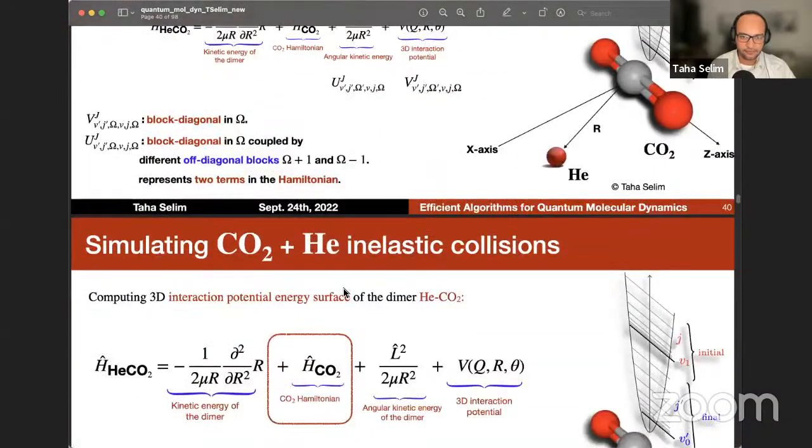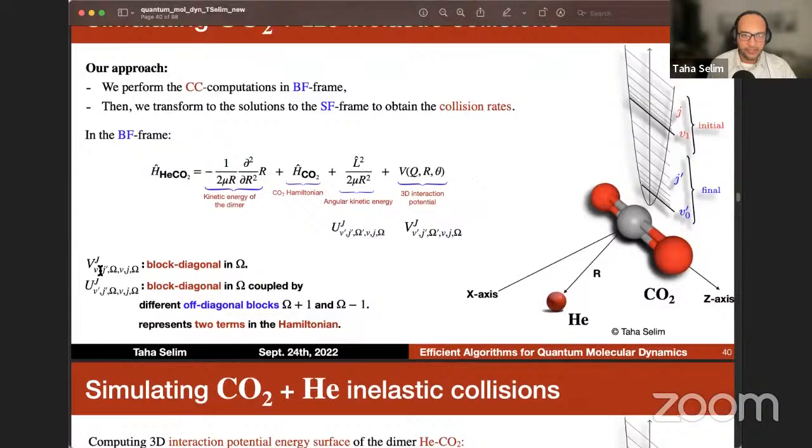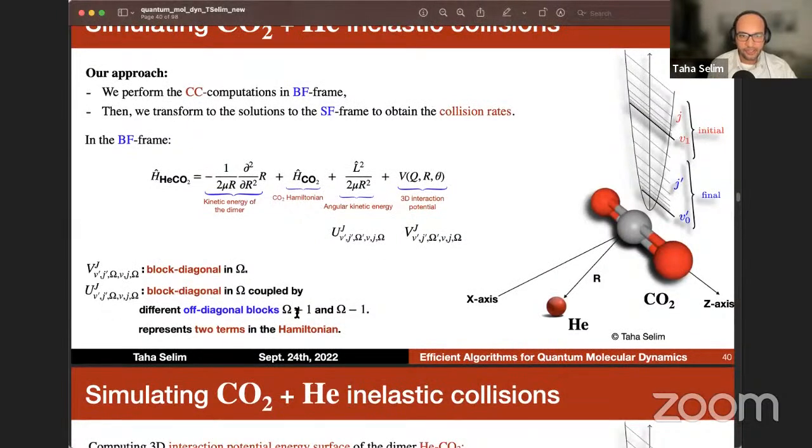So I'm back again to the slide. Now we see the second term. It is block diagonal in omega, but also there are off diagonal omega blocks. So every omega is coupled to omega plus 1 and omega minus 1. So one term is diagonal in omega, the other is not. And then this term represents two terms in the Hamiltonian. It's very important to see this, so that the U matrix acts like 2 in the Hamiltonian, the potential acts like 1, and we have already discussed the rest.